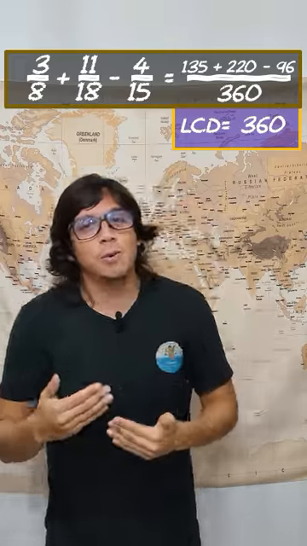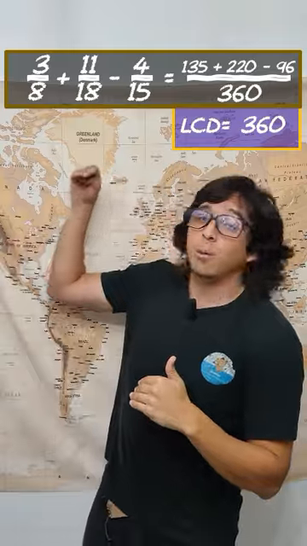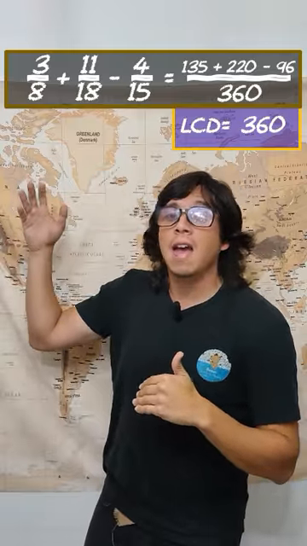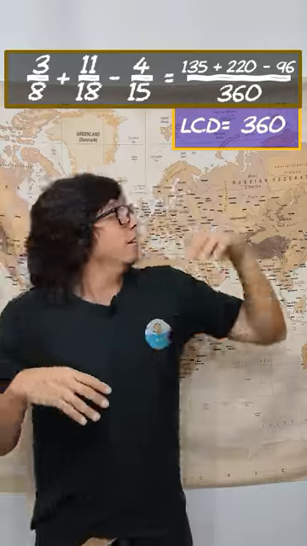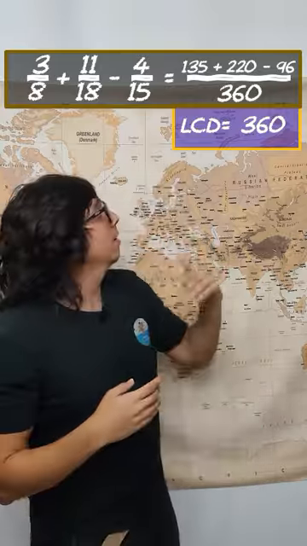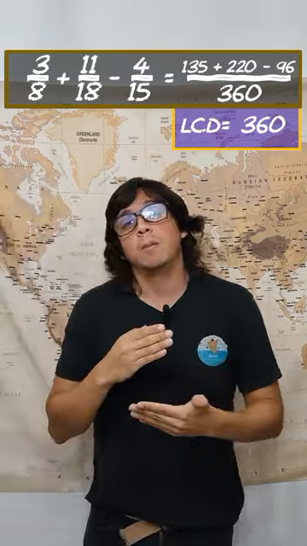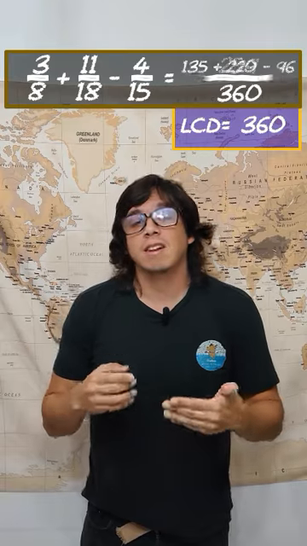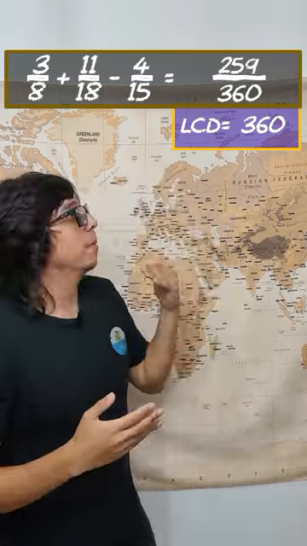And if we were to have more fractions, we keep multiplying the least common denominator by each following fraction, and we keep writing the numbers, respecting the signs. The final step is to add and subtract the numbers in the numerator. So 135 plus 220 minus 96 is 259. So the answer is 259 divided by 360.